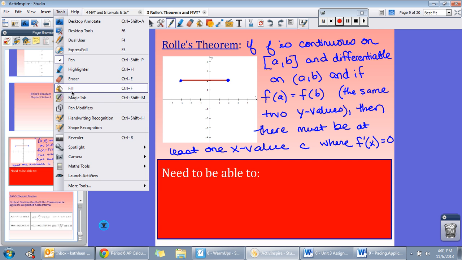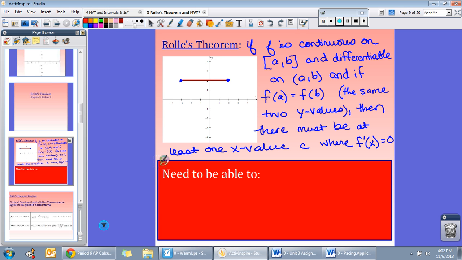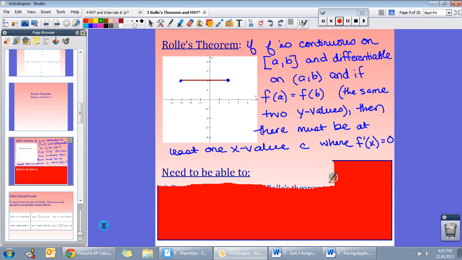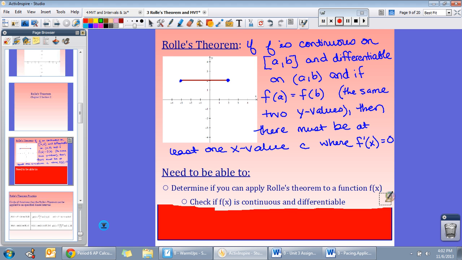The things that you need to be able to do are, first, you need to be able to determine if you can apply Rolle's theorem to a function. To do that, you need to check if f of x is continuous and differentiable on that interval. So you need to look if there's going to be any discontinuities, like the denominator equals 0, or you need to look for things like corners, cusps, and vertical tangent lines, because that's where your function is not going to be differentiable.